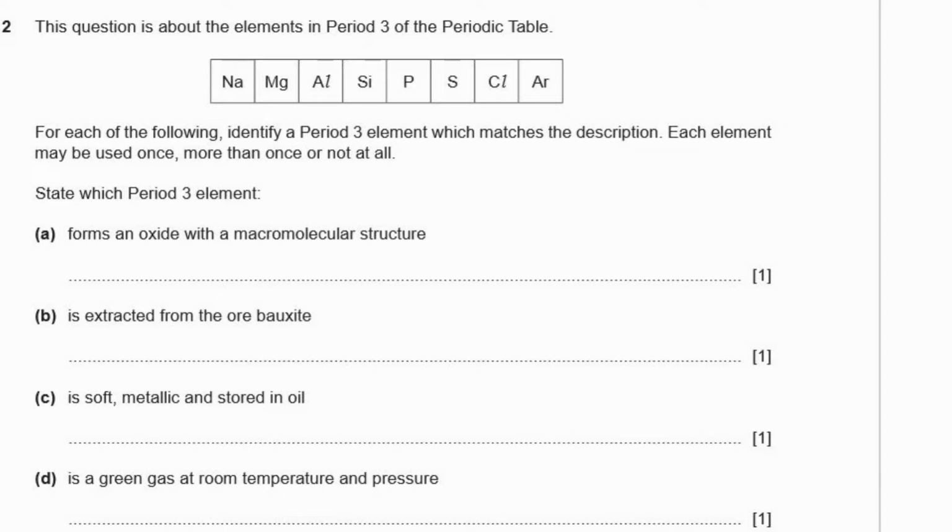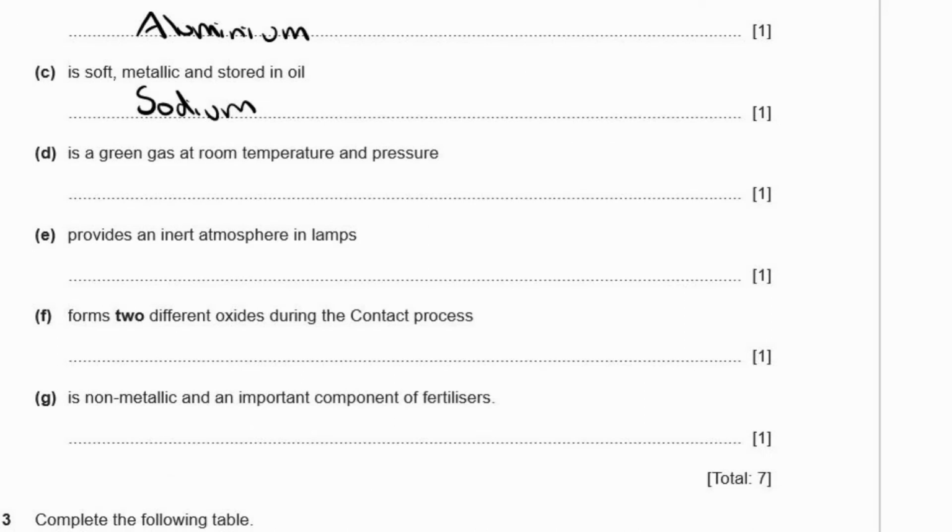So basically a very big structure, and that is silicon. So it doesn't matter if you write silicon or you write Si. It doesn't matter. B, which one is extracted from the ore bauxite, and that is aluminium. C, which one is soft, metallic, and stored in oil? Well, that one's the one all the way at the left, sodium. Okay, sodium is stored in oil.